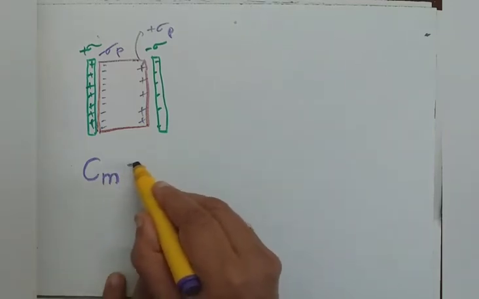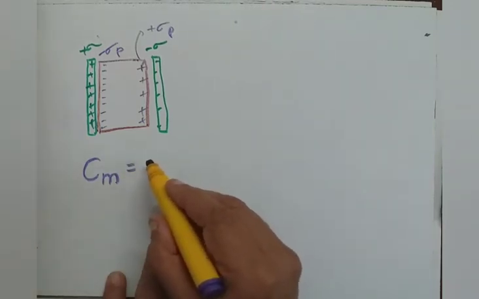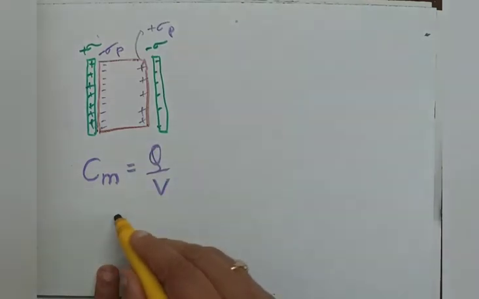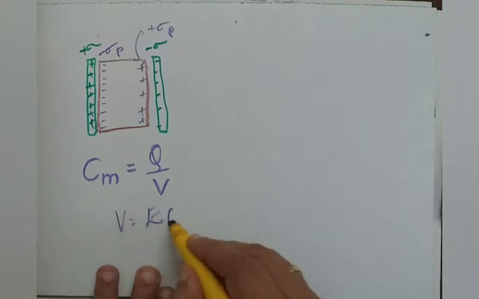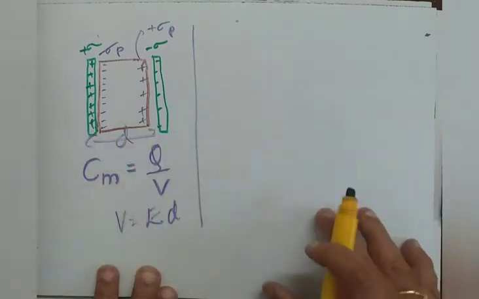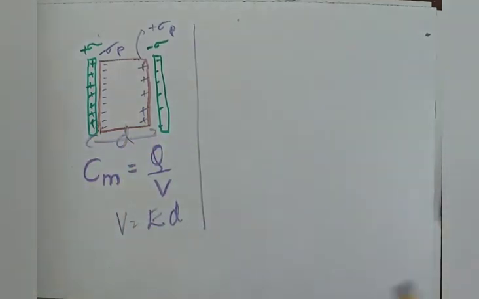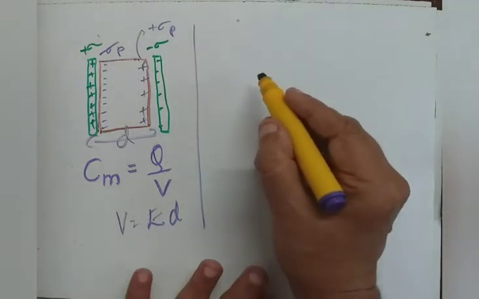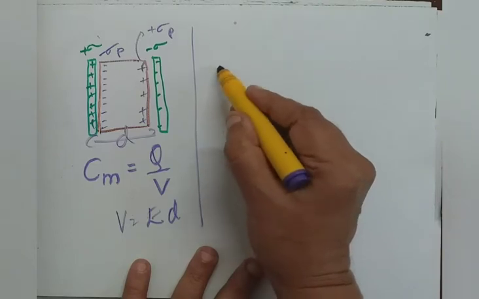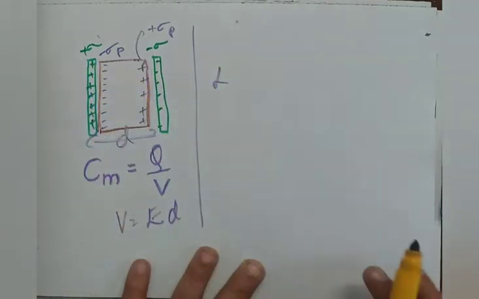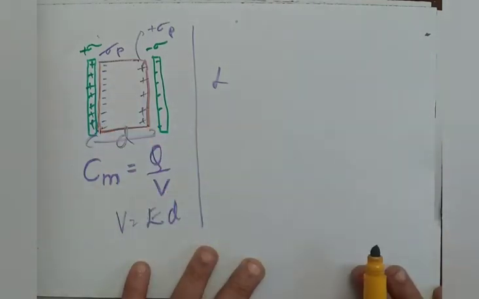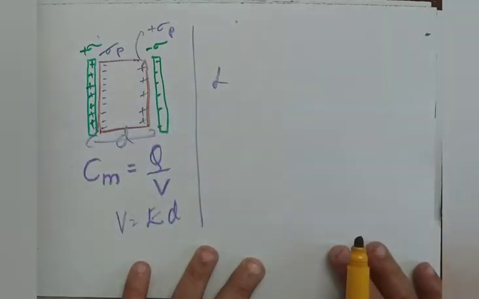I call it Cm. M stands for medium, the dielectric medium. We write Q by V as usual. But V, as we said in the previous case, is E into d, where d is the separation and also the thickness of the dielectric. Now, say here, I write E. We know sigma is the charge density on the plates, but on the dielectric we have minus sigma p on the positive side and plus sigma p on the negative side.